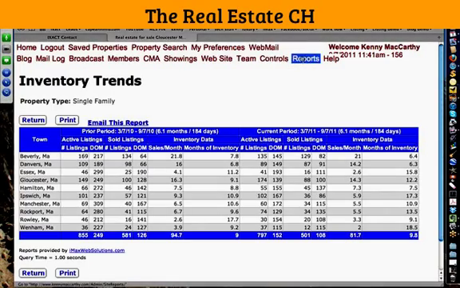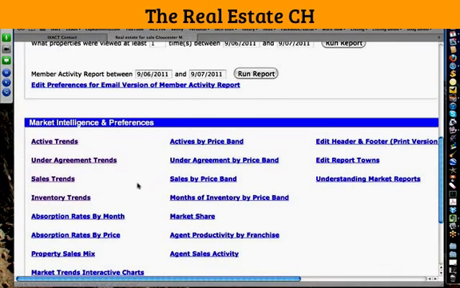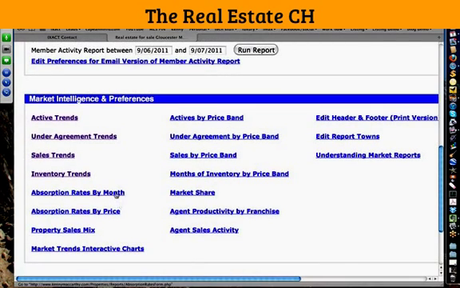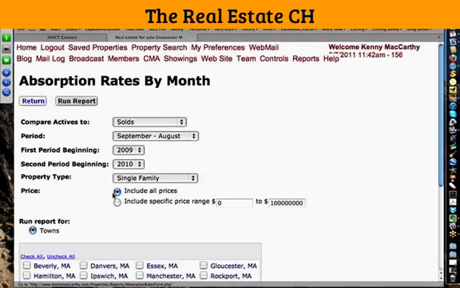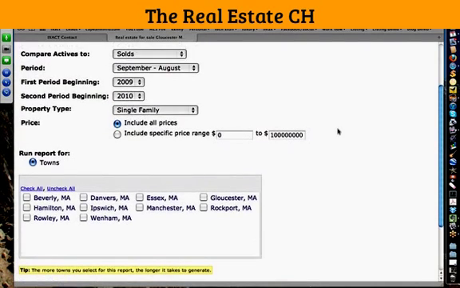Let's move on to the next report. Absorption rates. Now, I want to show you, I only use one of these absorption rates. They have them by price, and we have it here by month as well. Month is the one you want to use unless you have a specific situation, and then you can take a look at by price as well. But I like absorption rates by month. And absorption rates are not a trend. It's for one community.